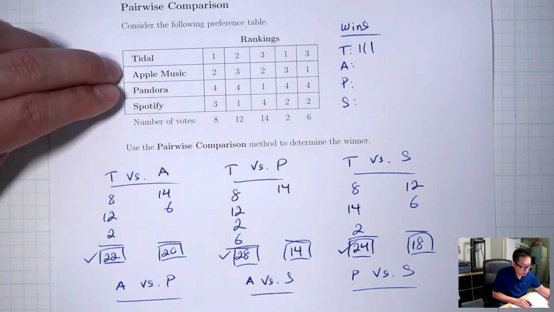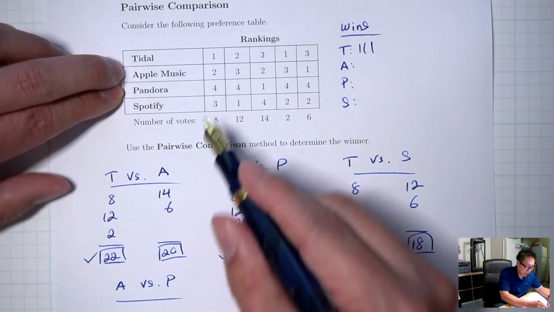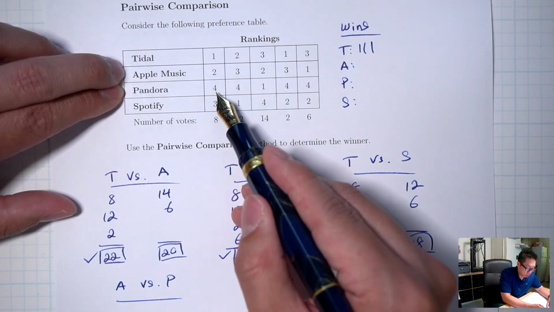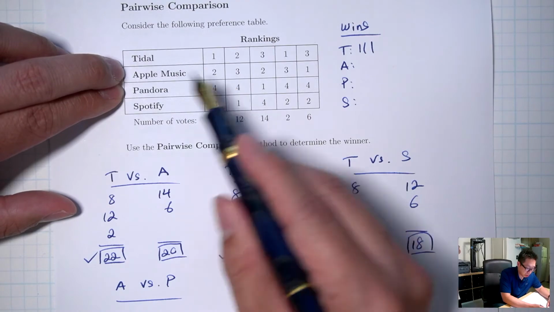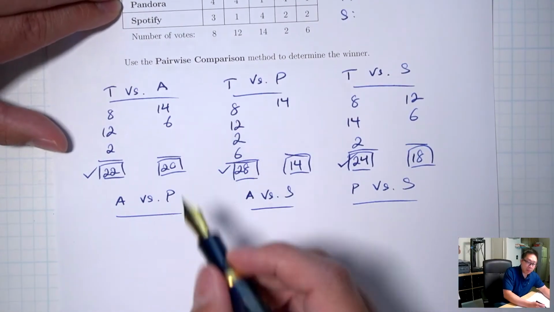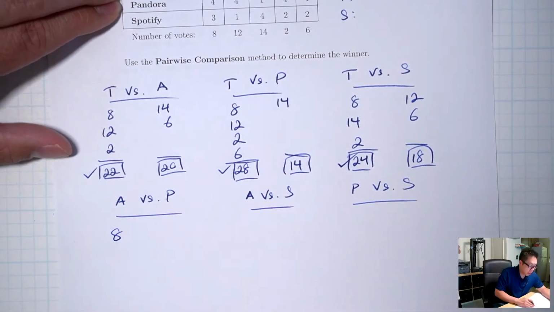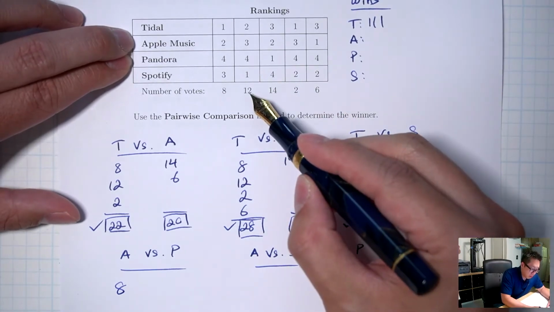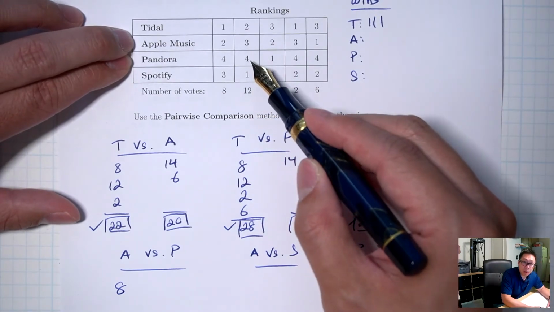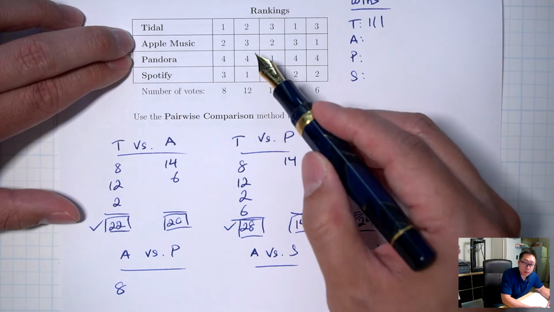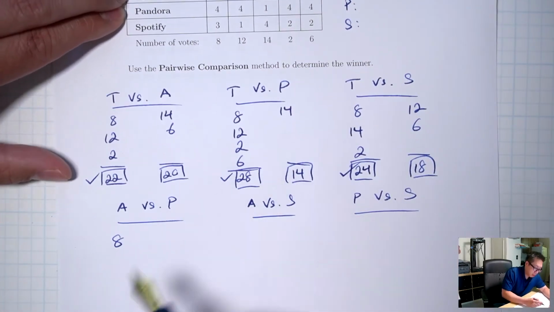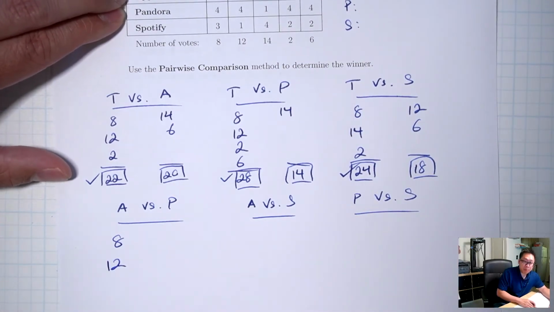Second row, third row. Okay, 8. This is 2 versus 4. 8's going to go to the 2, which is the Apple. So I'm going to put Apple, 8 under Apple. 12, this is 3 versus 4. These 12 will go for the 3, which is Apple again. That's 12 for Apple.